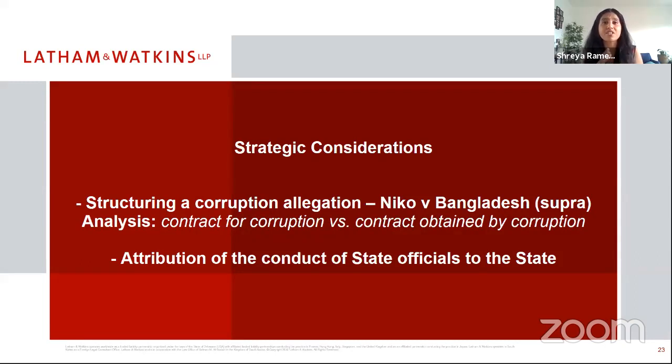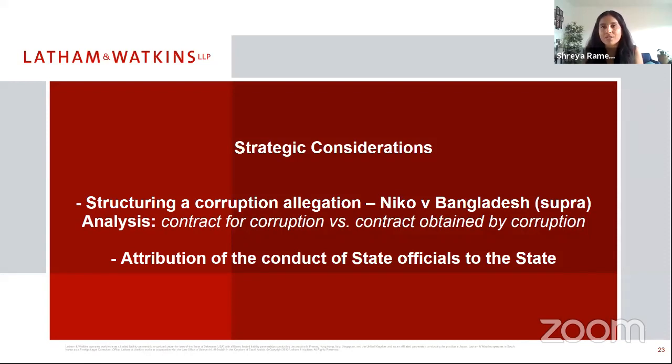Tribunals have attempted to distinguish that attribution on the basis that the fact of the corruption or the soliciting of the bribe was covert and the state couldn't possibly have known that the bribe was being solicited. And it is for arguments based on that line of analysis that tribunals have been reluctant to attribute conduct.